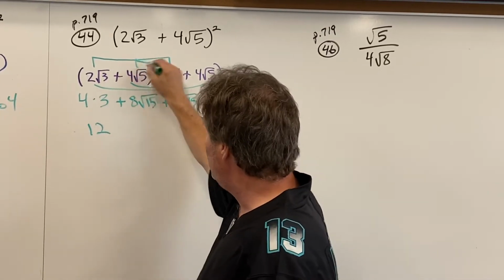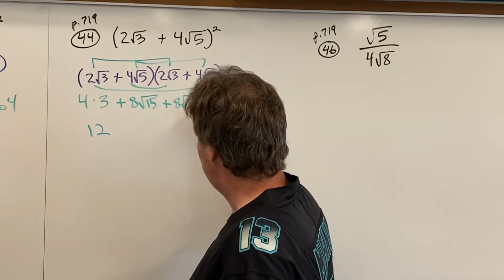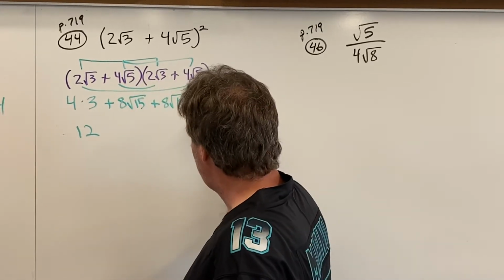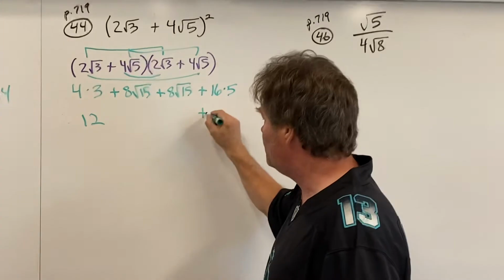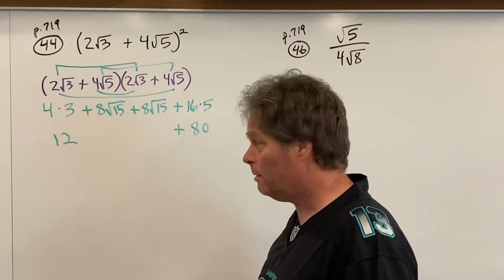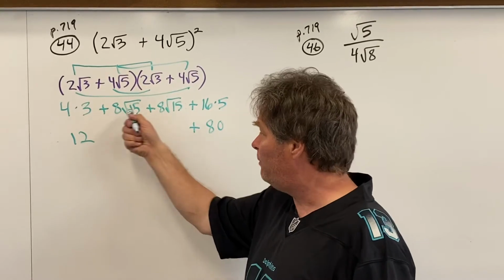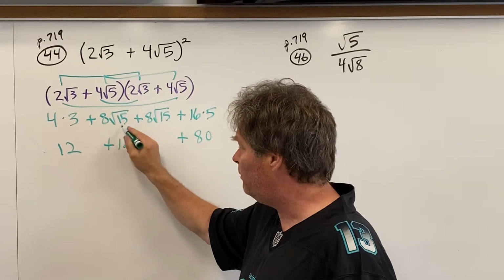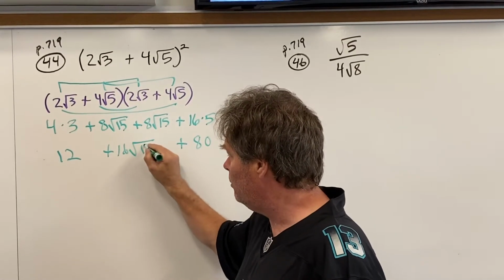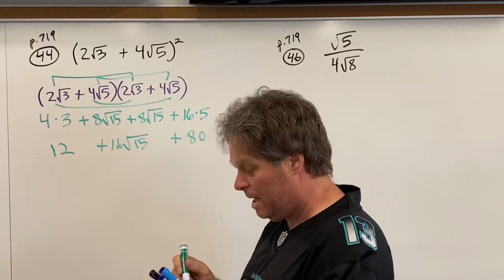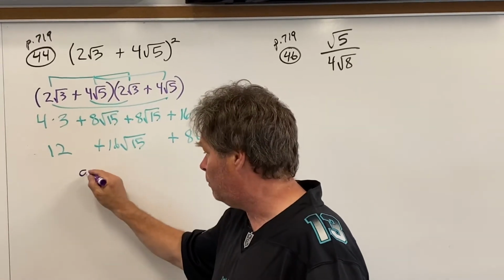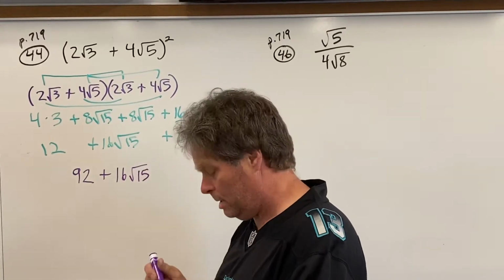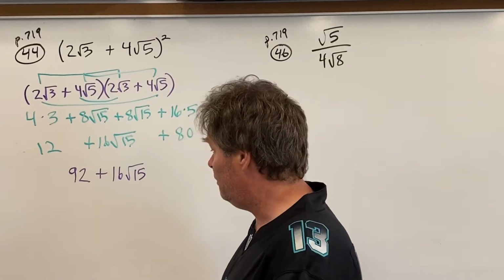And then finally, the last one's positive times positive is positive. 4 times 4 is 16. Square root 5 times square root 5 is 5. So we have 16 times 5, which is 80. Right? And then 8 root 15 and 8 root 15 is 16 root 15. And then 12 and 80 is 92. So finally the answer will be 92 plus 16 root 15. And that is that problem.